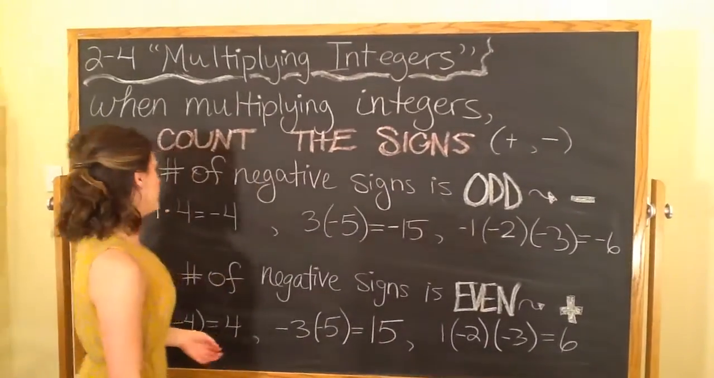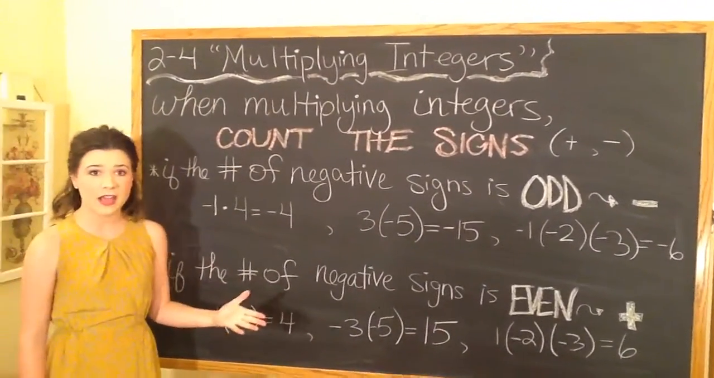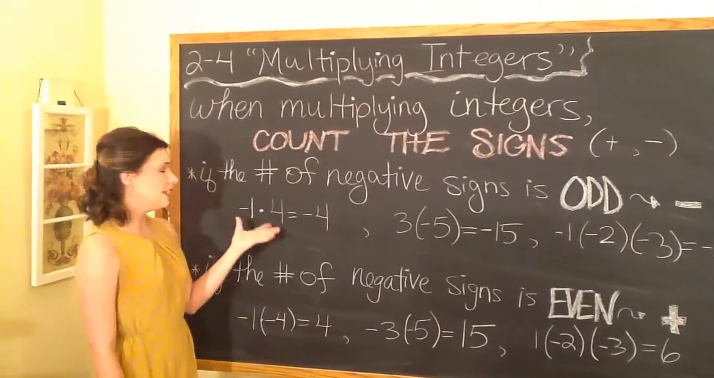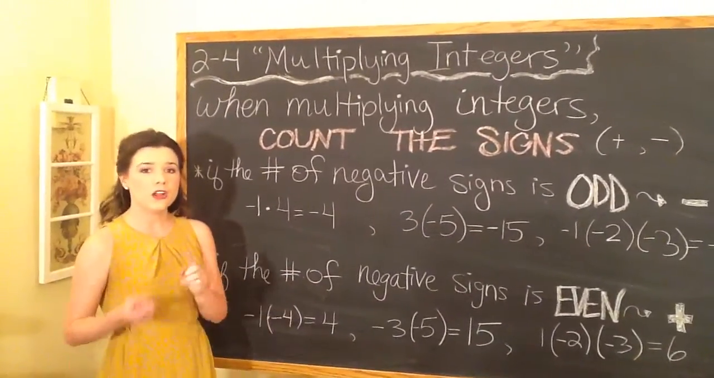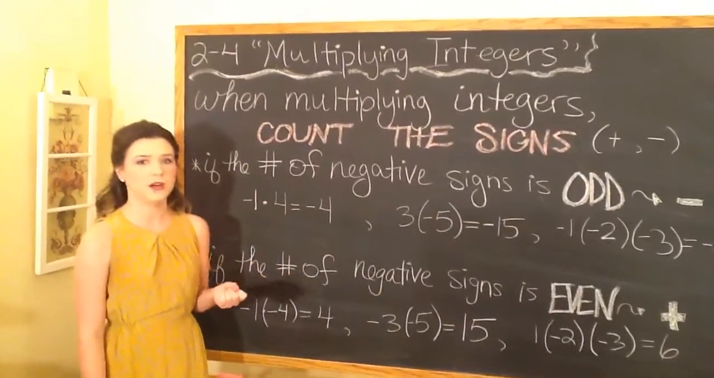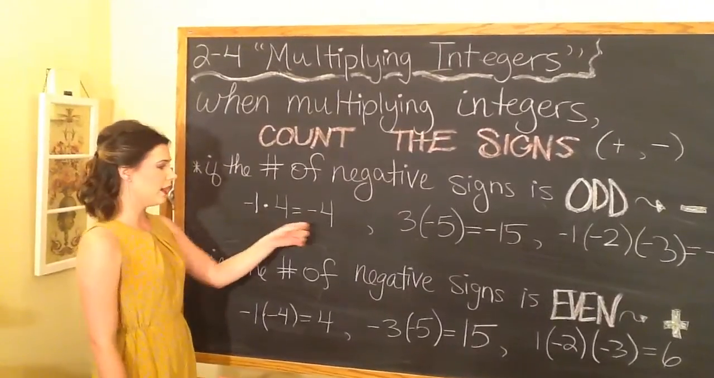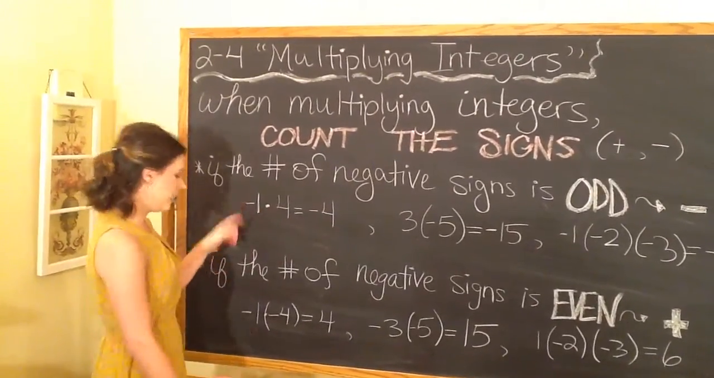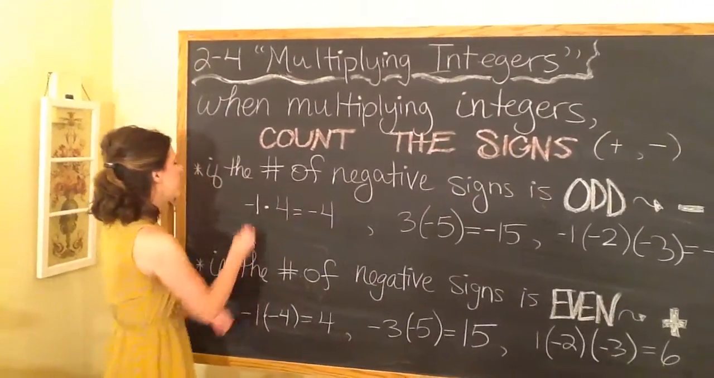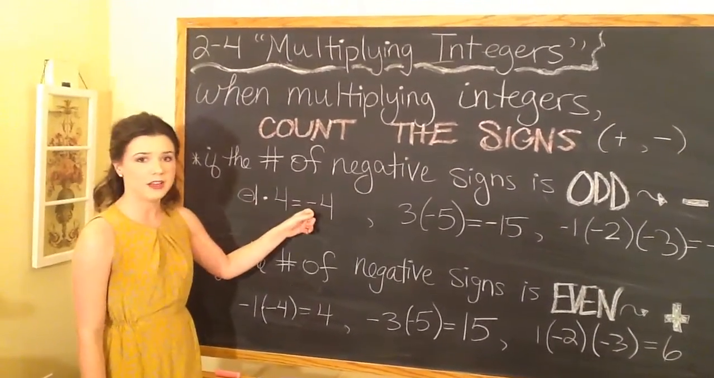So for example, negative 1 times 4. Now how do you do that? When you get two integers or more than one integer, all you have to do is multiply them across and then count the signs, and that will tell you what kind of sign you have. So in this example, I did 1 times 4 and I got 4, and then I realized that I only have one negative sign, and that's an odd number, so my answer is going to be negative.